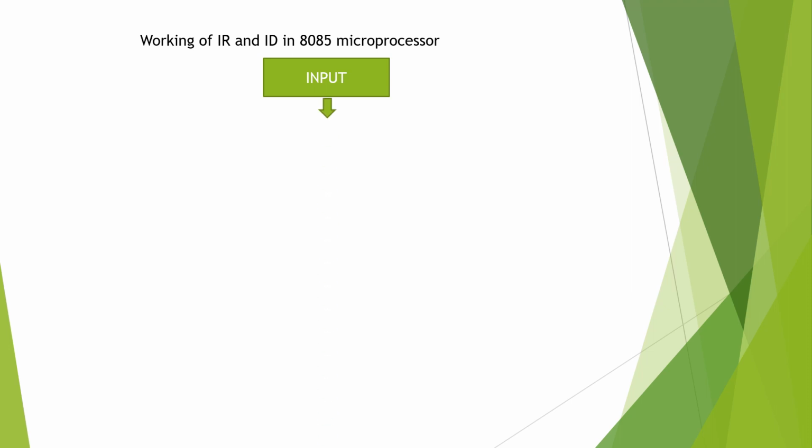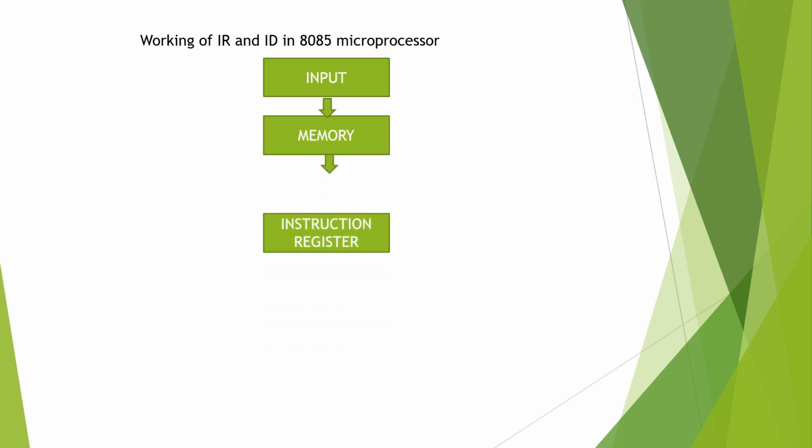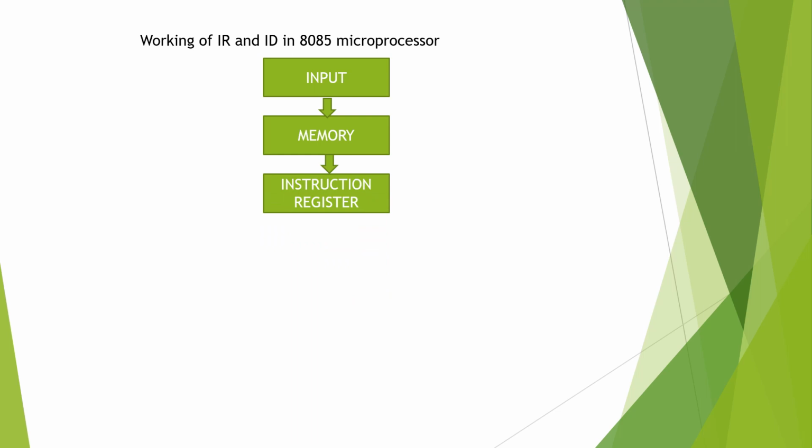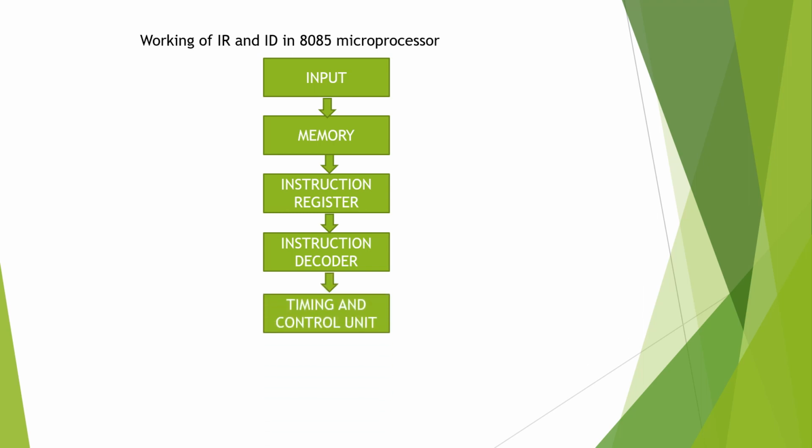So from the input it goes to the memory. From the memory, whatever is the opcode goes to the instruction register, where it will identify what is the type of instruction. Second, it goes from the instruction register to the decoder, where it will interpret. The output of the decoder goes to the timing and the control unit, and then it goes to the registers. So then the registers will be performing the operation.